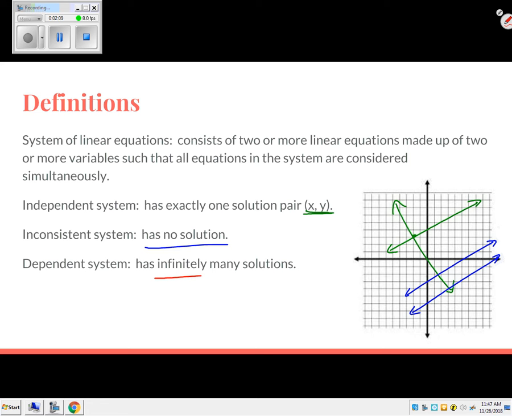Finally, a dependent solution. A dependent solution is going to be where it has infinitely many solutions. How do I draw two lines so that they intersect an infinite amount of times? I'm just going to use red on this one to find some space here. Draw the same line on top of the other one. So it's going to be two lines that have the same slope and the same y-intercept. So these are the three types of answers that we will see.